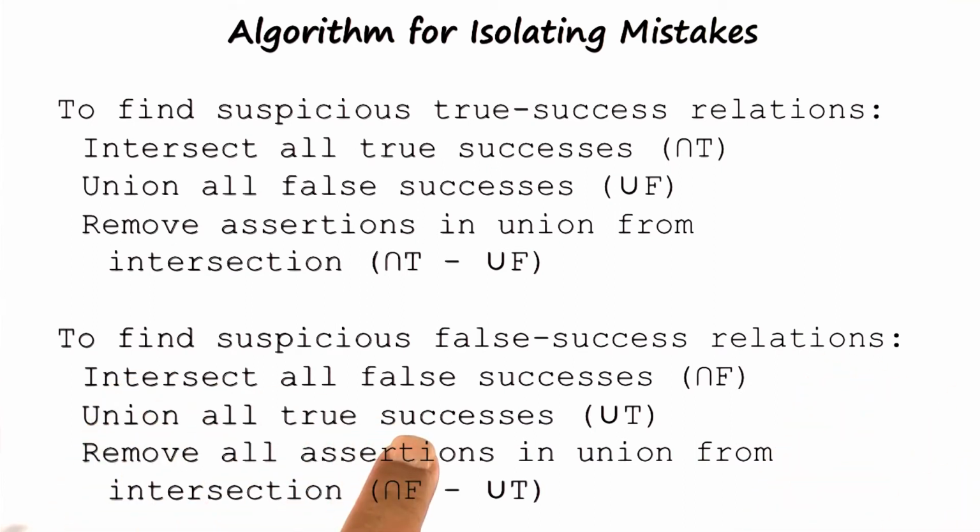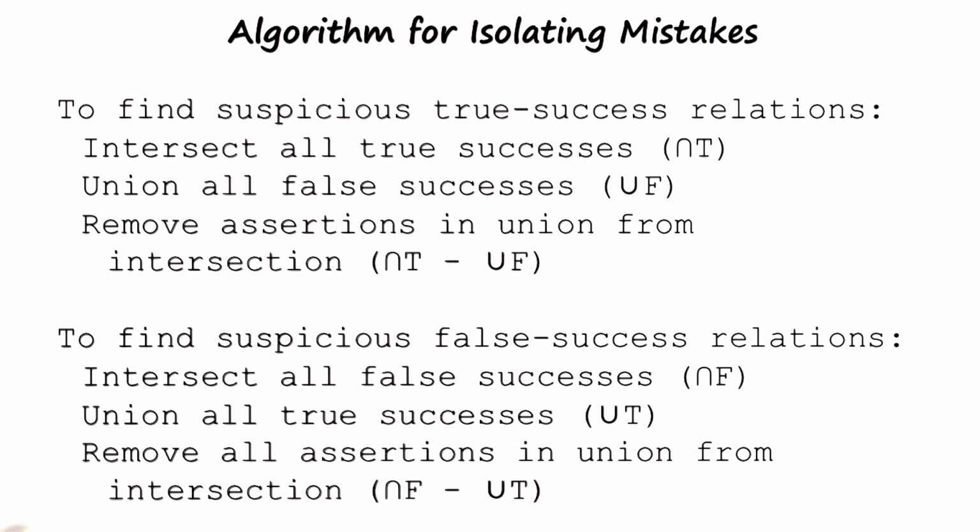Then take the union of the features present for all the true successes. A true success is something that the agent classified as a success and indeed was a success. Now remove all the assertions in the union of the true successes from the intersection of the false successes to identify those elements that are present in the false successes only.